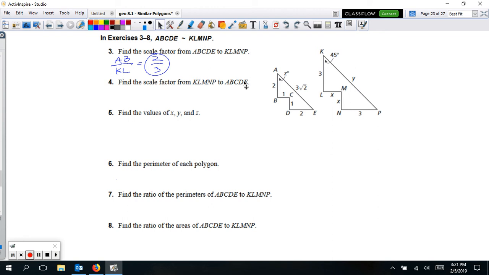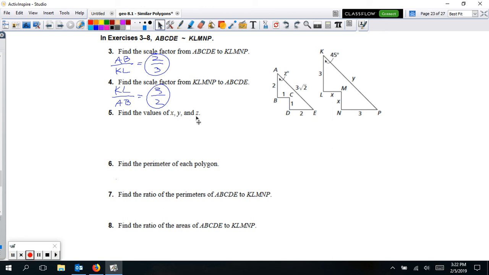Then it says find the scale factor from the bigger one to the smaller one. So all you have to do is flip this upside down, take the inverse of this. So it's now KL over AB. So now it's 3 over 2, or 3 on top and 2 on the bottom. So the scale factor from the bigger one to the smaller one would be 3 over 2.